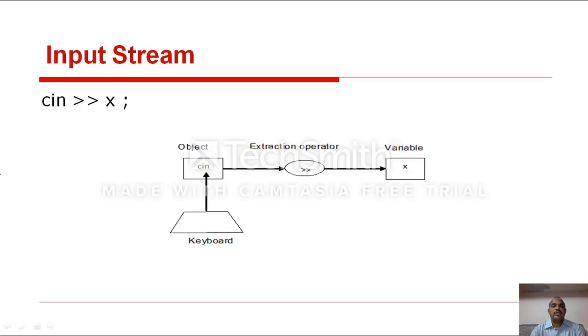This is an input function, cin. This operator is known as the extraction operator. See the diagram, all of you. This is the keyboard. With the help of cin, first read the value from the keyboard, then with the extraction operator, assign the given value into the memory location of variable x. Clear, all of you? Simply read a value with the help of the extraction operator, and the value is assigned into the x variable location. Clear, all of you?